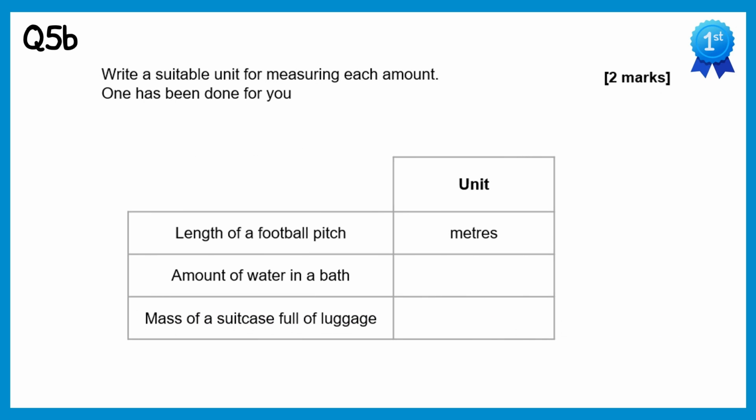For part B of this question we need to select a suitable unit for measuring each of these scenarios. So the first one is the amount of water in a bath. Since baths can hold quite a lot of water we'd need to use litres. And then the mass of a suitcase. So a suitcase of luggage is going to be quite heavy, so we'd use kilograms.